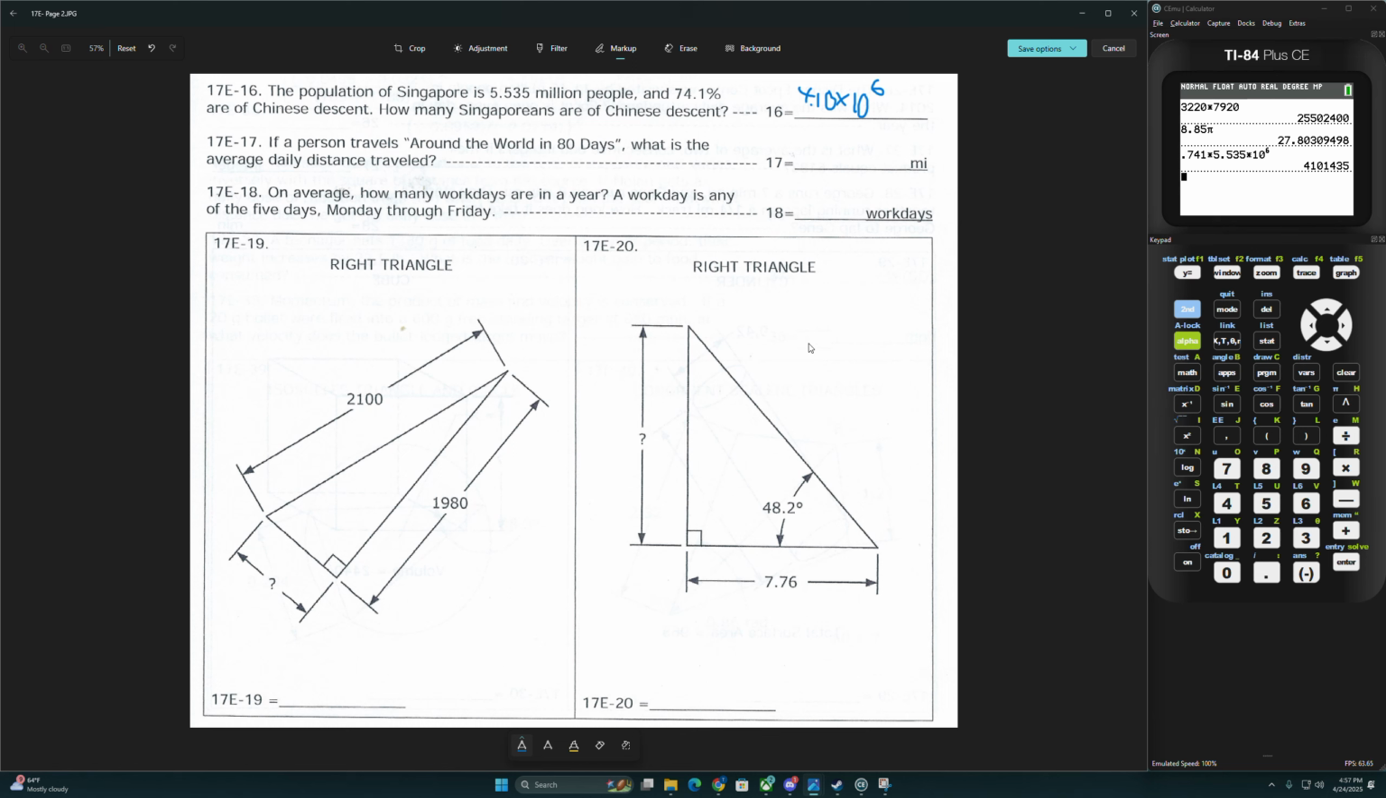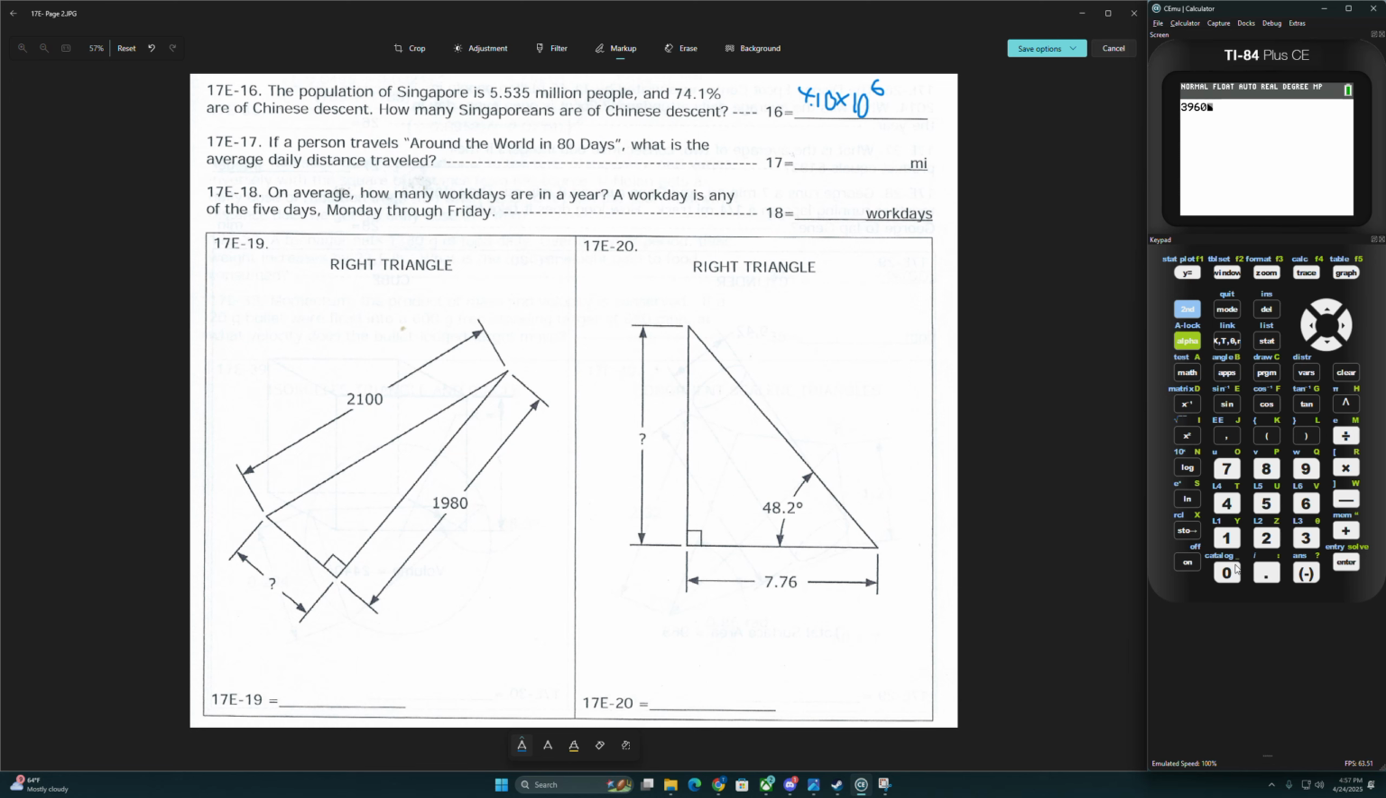Okay. If a person travels the world in 80 days, what is the average daily distance traveled? Well, this is one of those times where you need to memorize the units, right? Or at least some conversion. The radius of the Earth is 3,960 miles. That's one thing you should have obviously memorized, right?